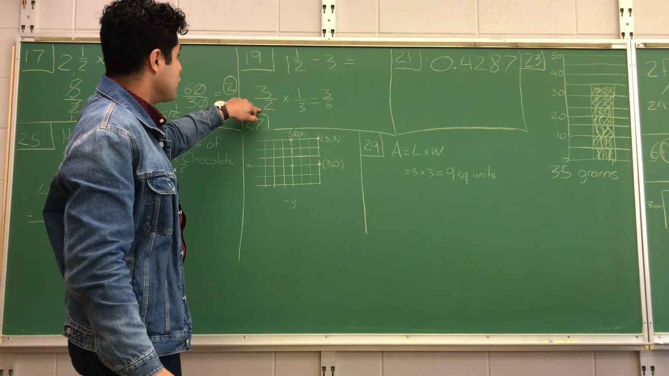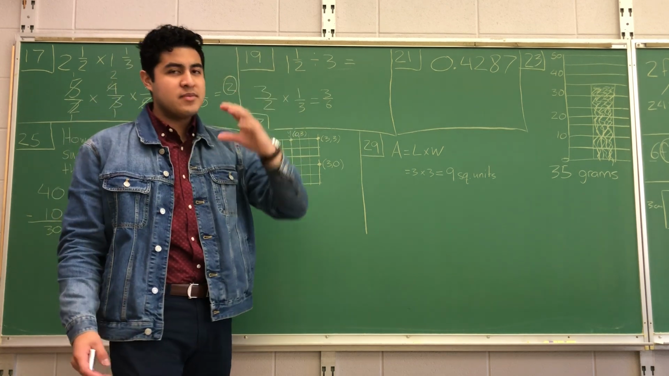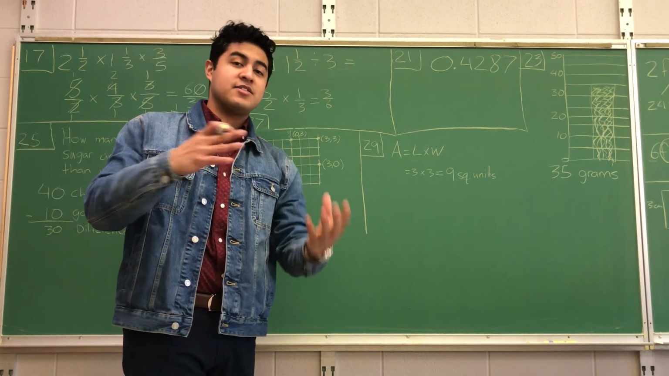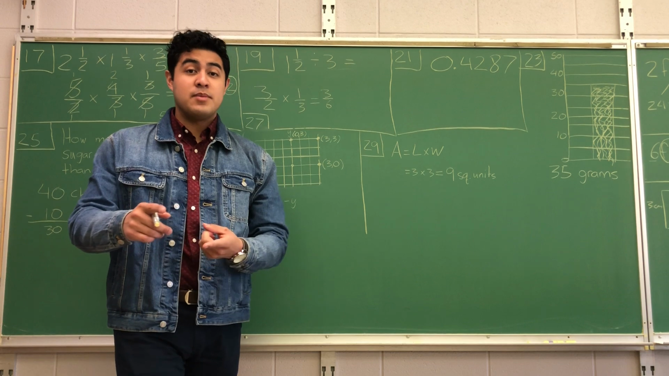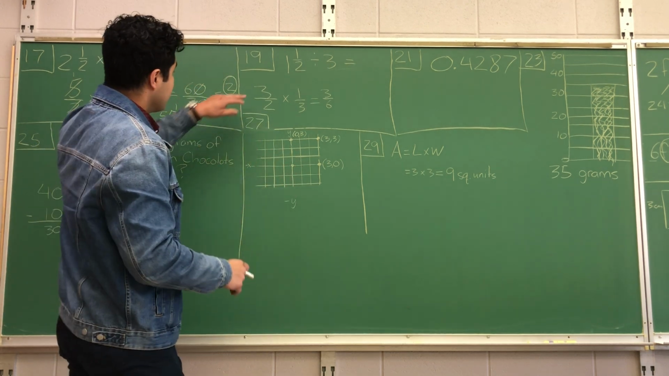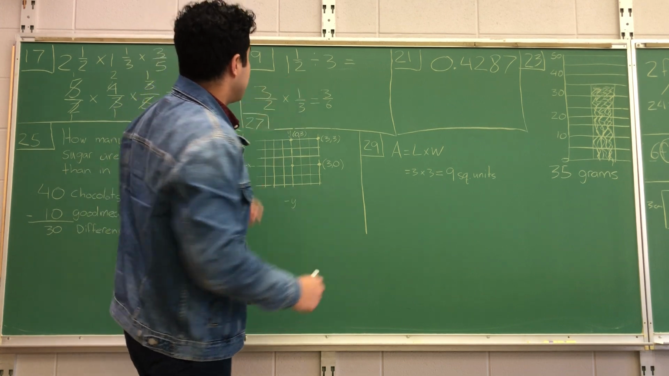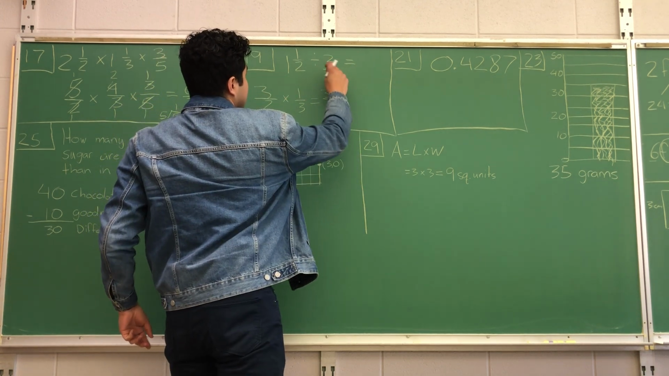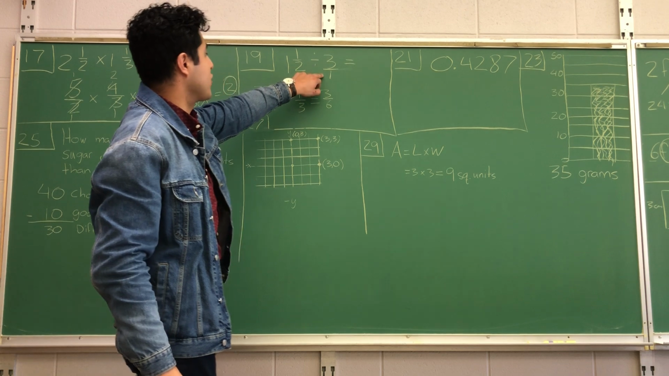So we have 3/2. If you have any questions about mixed numbers getting changed into improper fractions, leave a comment below or give me a call or text me. I want to make sure you guys are getting this. So we have 3/2, and my 3, okay, my whole 3 is going to be represented like this, 3/1.